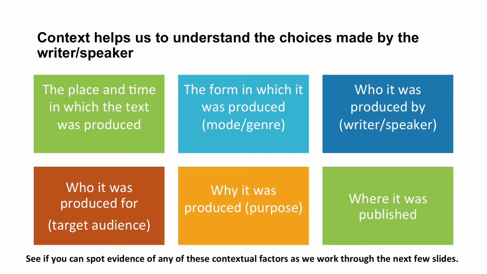There are several different contextual factors that we have to think about, and they help us to understand the choices that a writer or a speaker makes. The place and time that a text was produced has an impact, and the form in which the text is produced, so the mode or the genre, and we'll come back to mode in a second. Who is producing it? Who is the writer or the speaker? Who's the target audience? Why is it being produced? What is the purpose? And finally, where it's published.